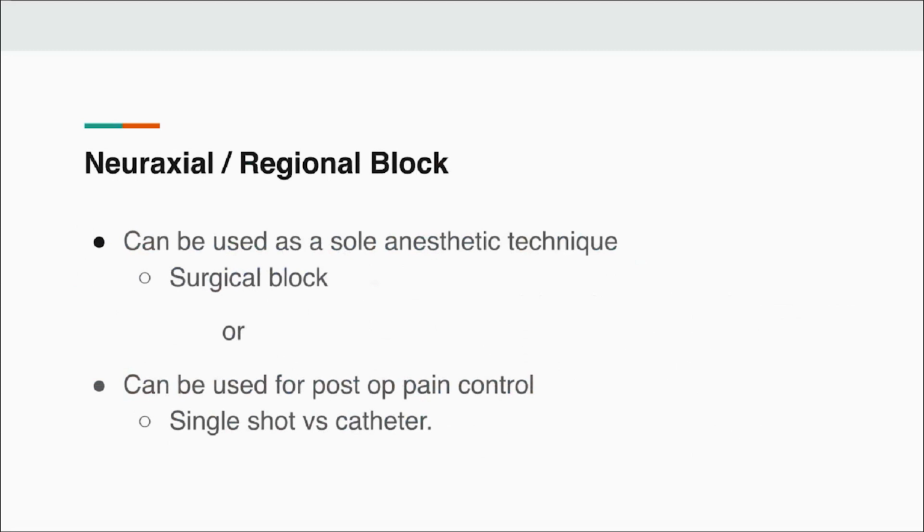So moving on to either an adjuvant to a general anesthetic or an anesthetic itself, we'll talk about neuraxial and regional blocks. So when we look at different blocks, we talk about whether we're going to use those for the sole anesthetic technique, and we call that a surgical block, or are we using the block for post-op pain control? And actually we can do both of these, use it for the surgery and use it for post-op pain control, and we'll talk about those.